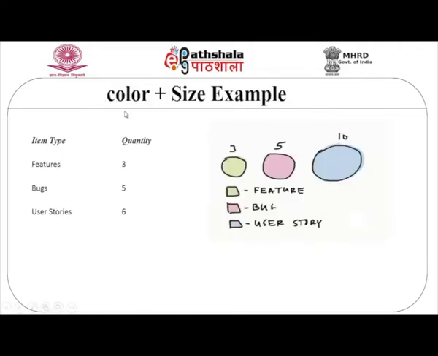Next one is color as well as size, which can also be applied to distinguish between 3 different values. So on looking at this visual, you can see that the value for 3 is represented as a smaller circle when compared to a value for 10, which is represented as a very bigger circle. And all the 3 are represented by different colors also.